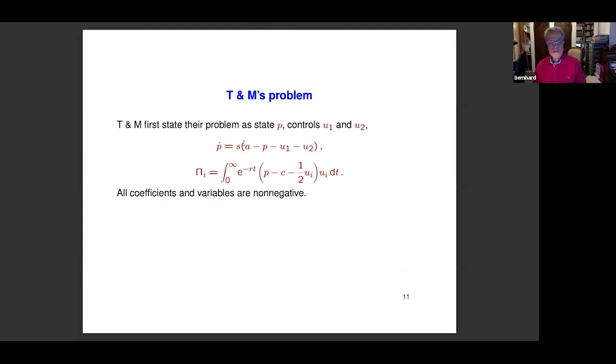Tsutsui and Mino apply this on this game, where their state is P, their dynamics is this, where U1 and U2 are the controls, P the state, A and S are positive constants. And they have profit that both players want to maximize, which is given by this. This is a microeconomic problem that many of you will recognize, but I choose not to dwell into the economic meaning of these things. I will stay a pure mathematician almost.